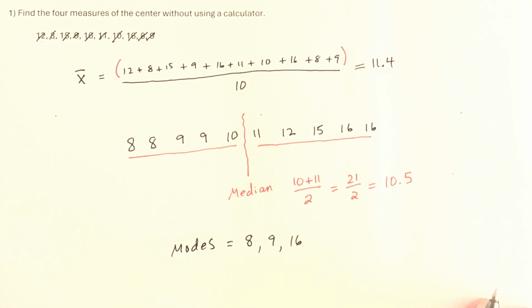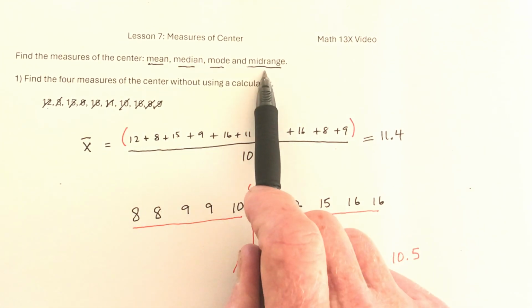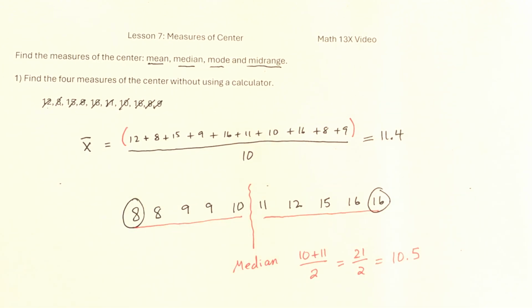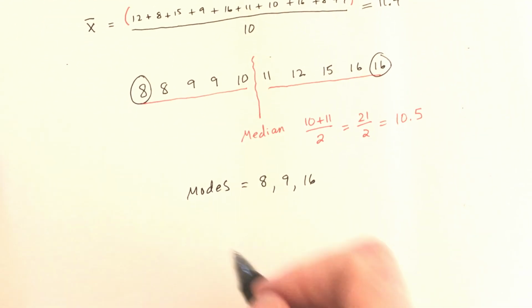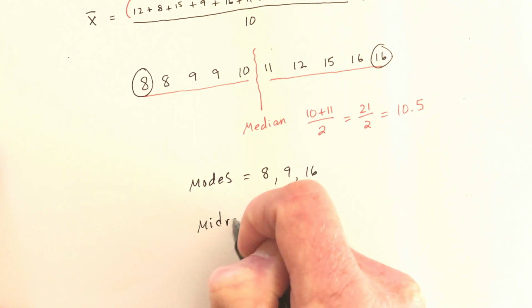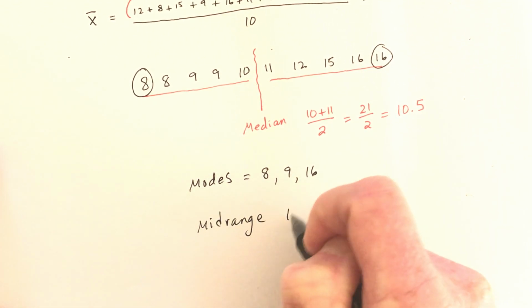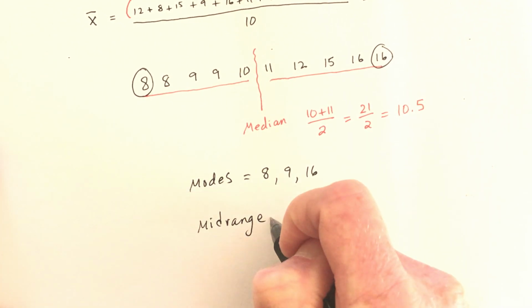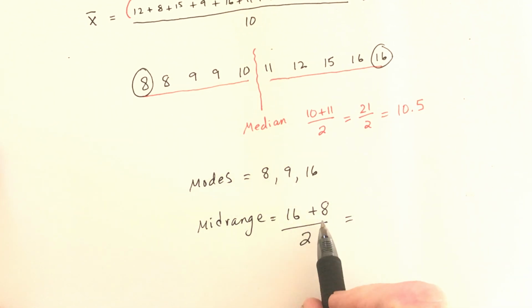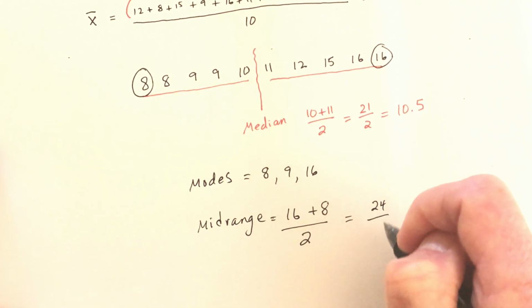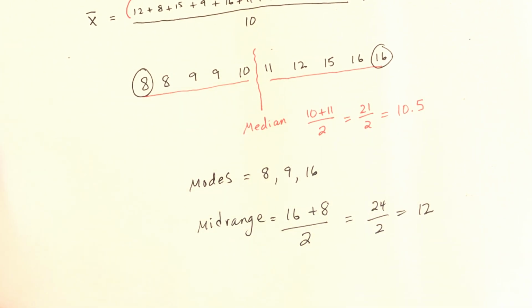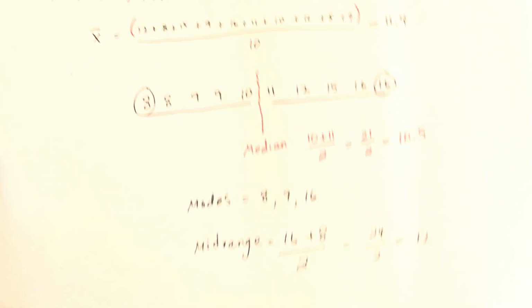And then finally, the mid-range. So for mid-range, you just take the biggest number, the smallest number, add them together and divide by 2. So on top, 16 plus 8 is 24, and 24 divided by 2 is 12. So there we've done the 4 measures of the center, doing almost all of the work ourselves.